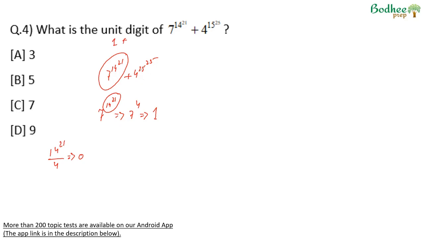Plus, if you look at this, 4 raised to power 15 raised to power 25. This is essentially 4 raised to power odd. 4 raised to power odd ends in 4, because the cyclicity of 4 is 4, 6, 4, 6. So this will always end in 4. And the unit digit will be 1 plus 4, which is 5. Option B becomes the answer.